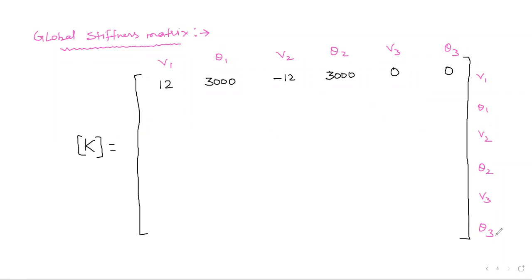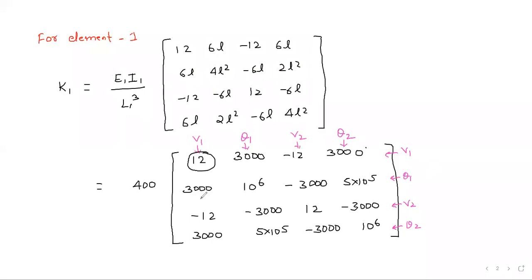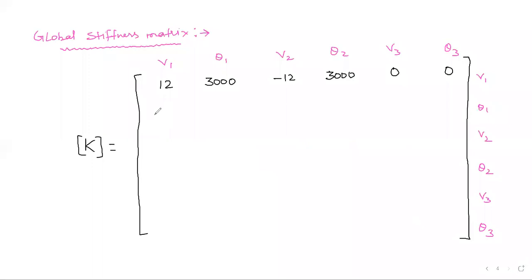Next, V1 theta 1. So again we see there is no V1 term in K2. So why do we need to see K2 again? Because directly we will find that value in K1. It is a waste of time seeing K2 also. So directly we will jump here. V1 theta 1 is 3000, then 10 to the power 6. So let us write 3000. Then directly we can write 10 to the power 6. Then the V2 term will be there, again minus 3000. Then we will have the theta 2 term, 5 into 10 to the power 5.